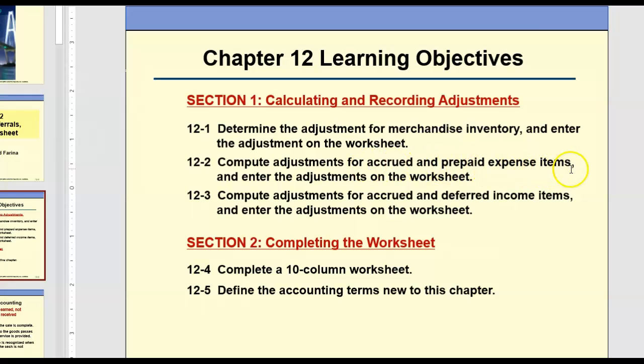Accrued and prepaid expense items, which means accrued and deferred, because deferred means prepaid, and compute the adjustments for those accrued and deferred income items. It also says we're going to complete a worksheet. Now, you guys have already done a worksheet. It's part of your project as well. So that's nothing new. It's just a matter of different accounts that'll be on that worksheet.